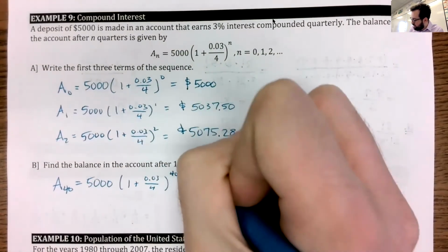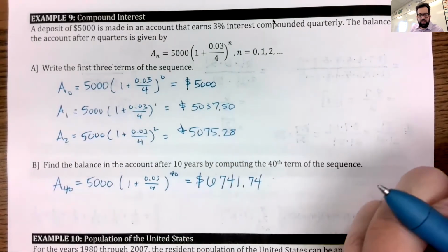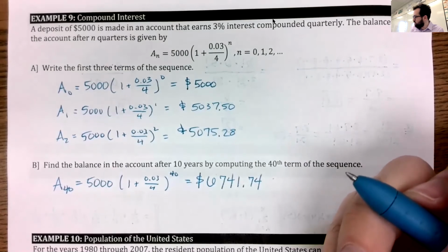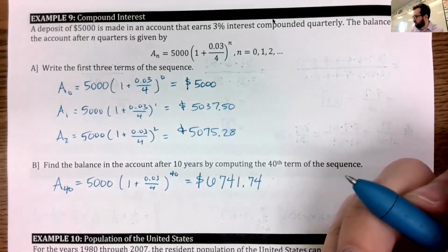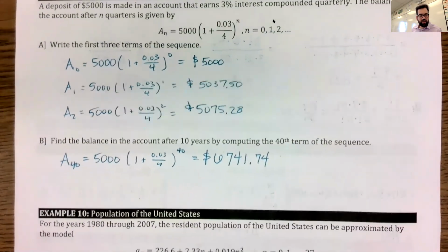And I'm going to get $6,741.74. So after 10 years, we made 1,700 bucks off of this. Not bad. Okay, let's go to example 10.